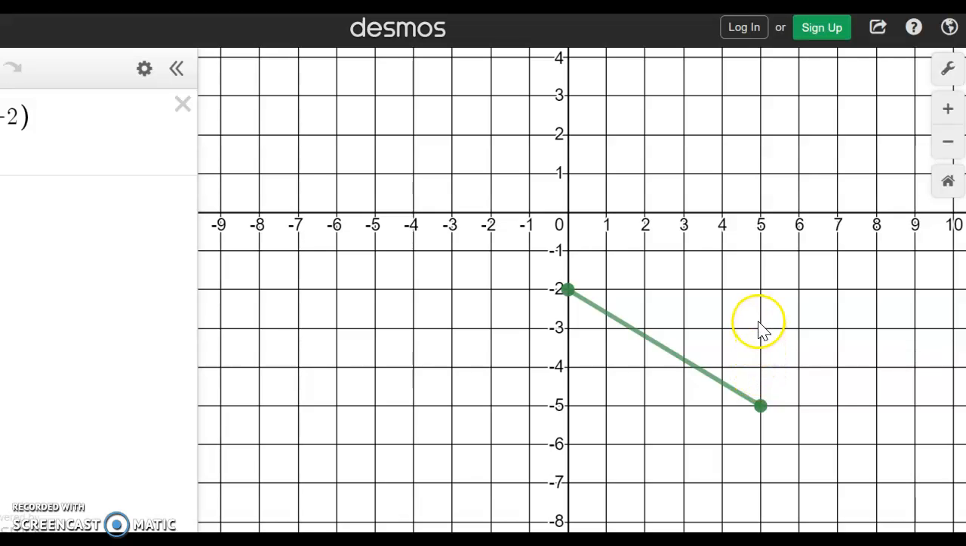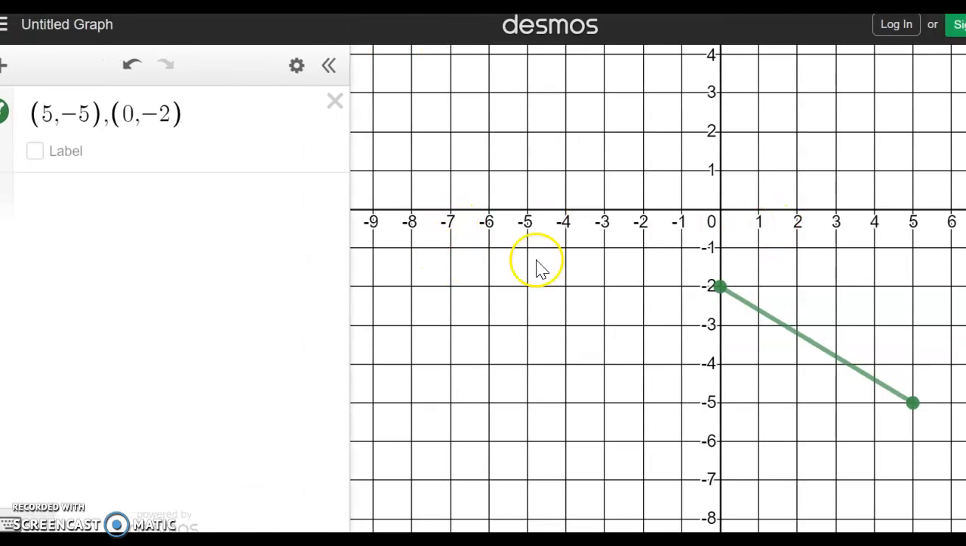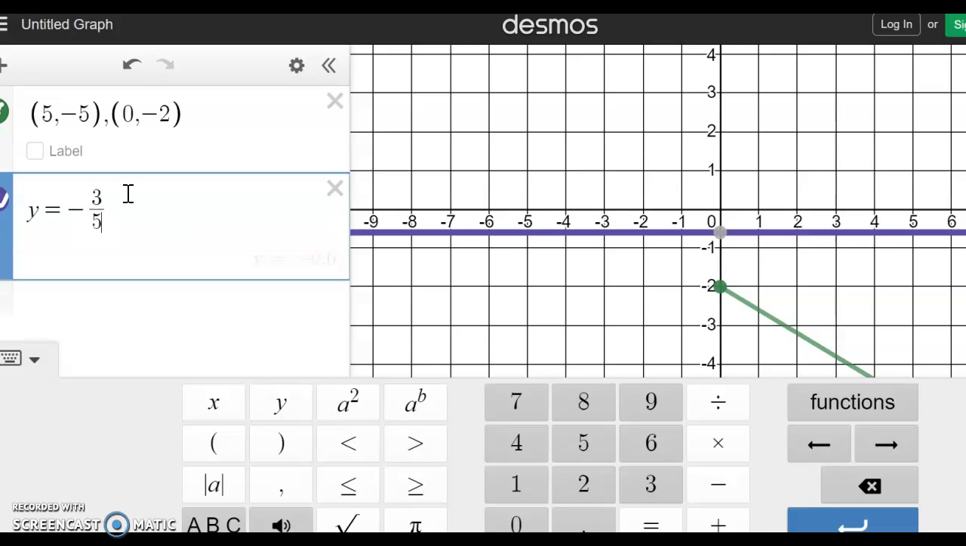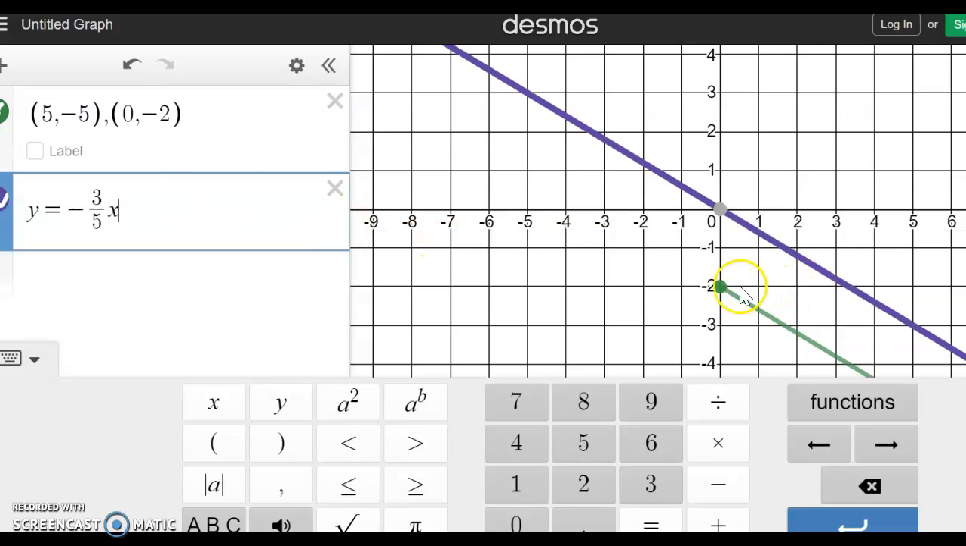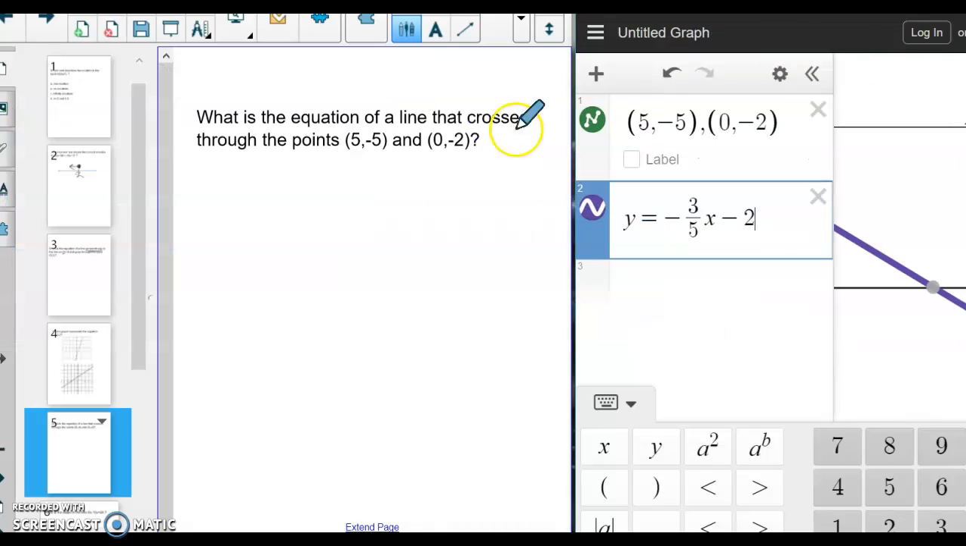So I go up 1, 2, 3, and I go over 1, 2, 3, 4, 5. So my slope is 3 over 5, but I need to tell if it is positive or negative. If I read from left to right, I hit here first, I follow it, I go down. So I know that my slope is negative 3 over 5 x, and I can see right here that my y-intercept is negative 2. Also, this coordinate point is an example of a y-intercept, so it'd be y equals negative 3 over 5x minus 2. And that's how we would do that problem.